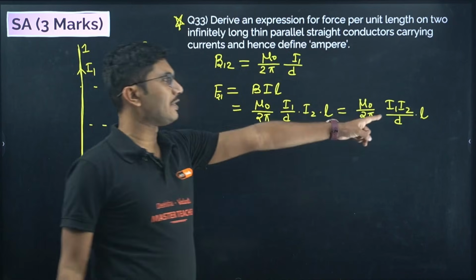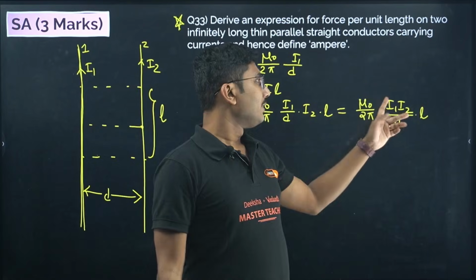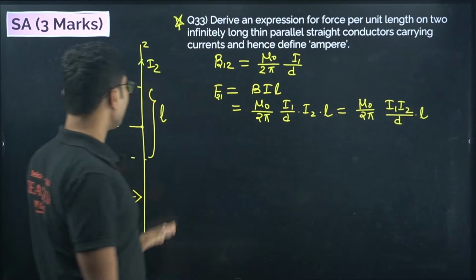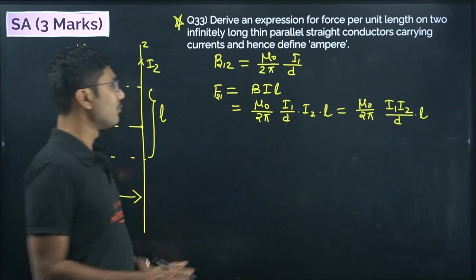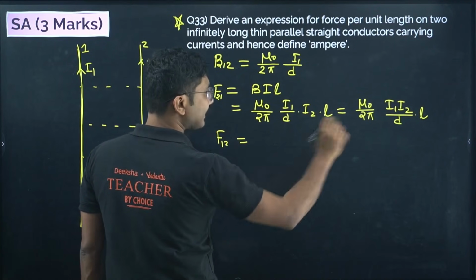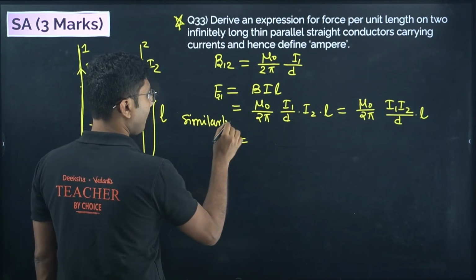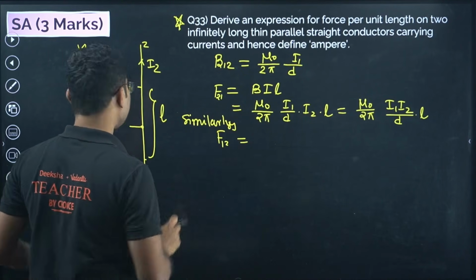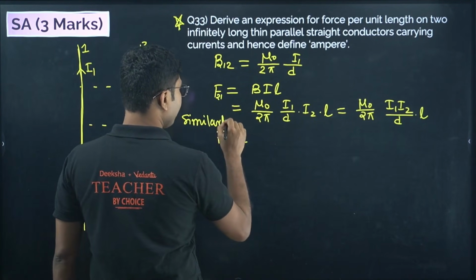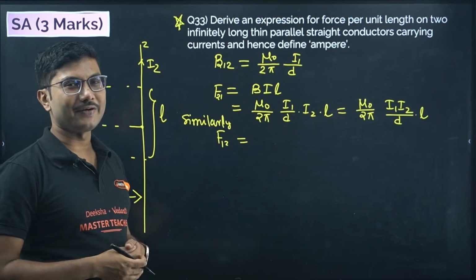Now this equation is very symmetric. What is the meaning of that? If you swap the location of 1 and 2, this expression will not change. So if you do the same process for wire 2 at the location of wire 1 and then calculate the force acting on wire 1 due to wire 2, you will get the same expression. So you can write similarly. Why can you write similarly? You have to understand these small points. If you understand it, it will save some time for you during the exam. Not always can you write similarly. Some cases you can write similarly if it is actually similar.